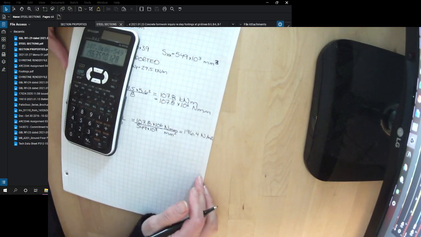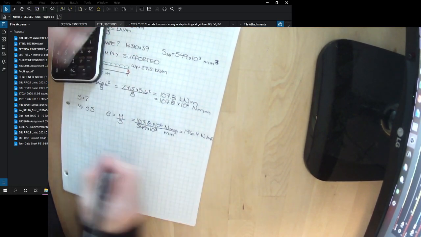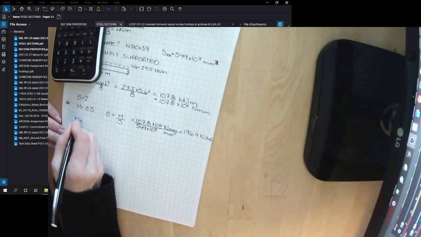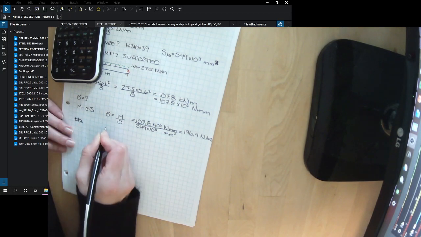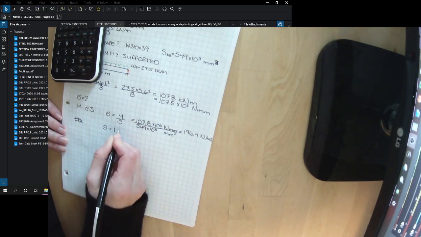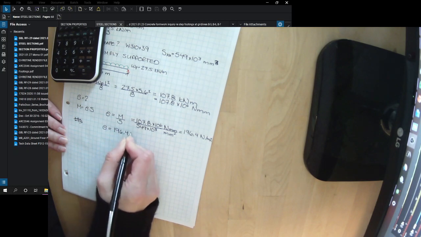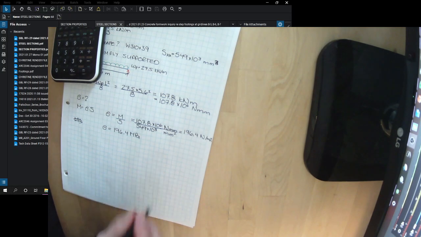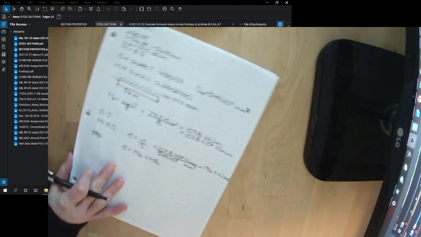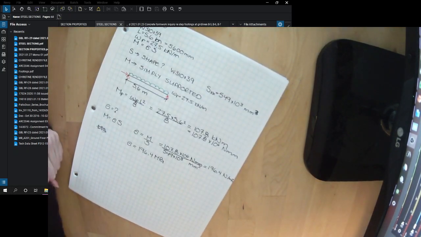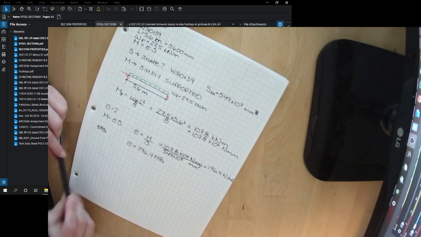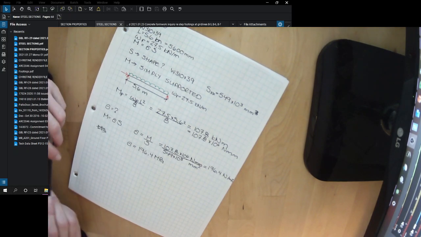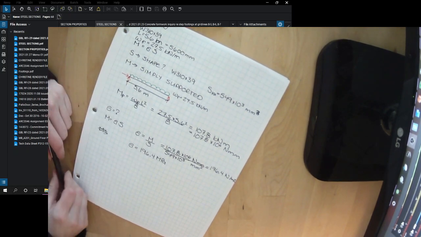And we know newtons per millimeter squared is stress equals 196.4 MPa. So we figured out what the stress is on that beam. Now, what if I told you that the maximum stress would be that 270 that we did in that last example? Would this beam work?